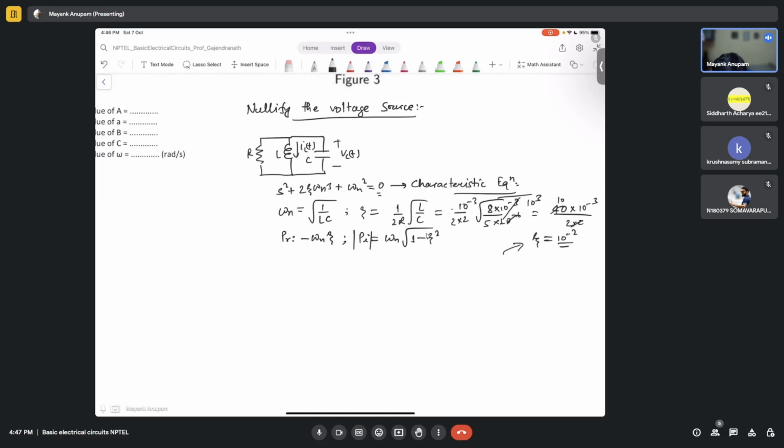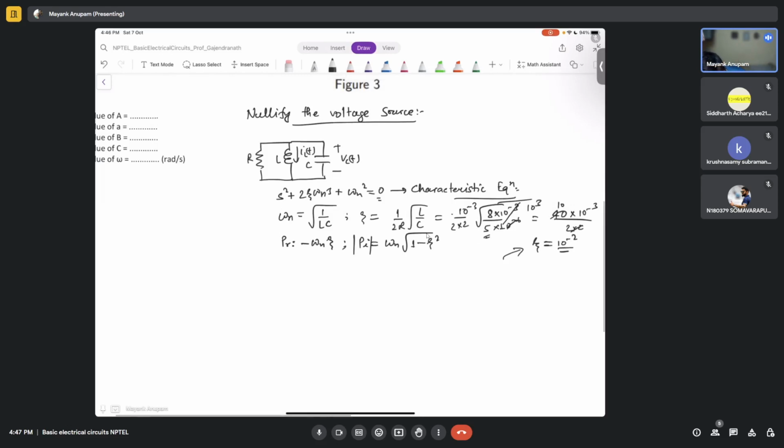I think the calculation is correct. So it is 10 to the power 3 divided by 5, 1000 by 5 is 200. 200 into 8 is how much? 1600. And the square root of 1600 is 40. Yeah, so I think it's correct. Fine. So this indeed is very less than 1. So zeta is actually less than 1. So this is correct, right?